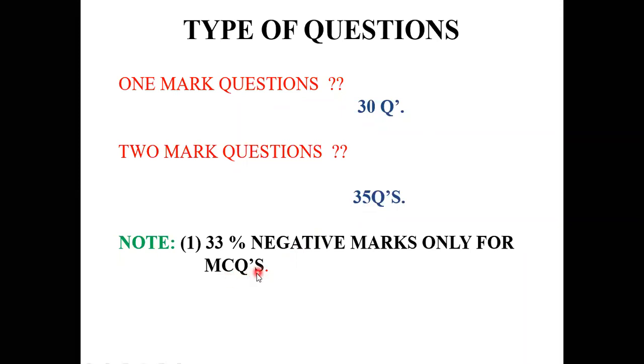For MCQs, which means multiple choice questions, for 1 question you have 4 choices. Out of those 4 choices, we need to pick 1 correct answer. When you pick the correct answer, you automatically get either 1 mark or 2 marks. But instead of picking the right answer, when you pick a wrong answer, you will definitely face a negative mark. That negative mark is 33% for 1 mark and 66% for 2 marks. So for 1 mark, you are going to lose 0.33 marks.